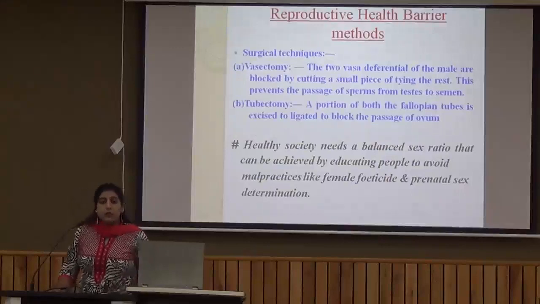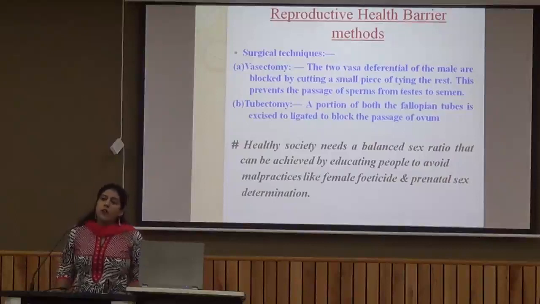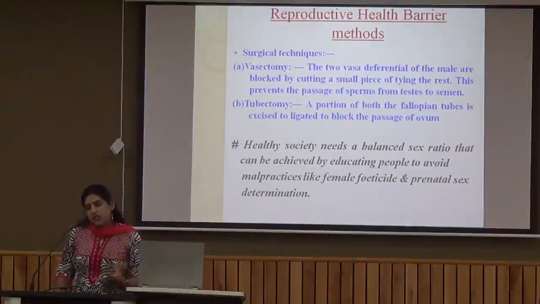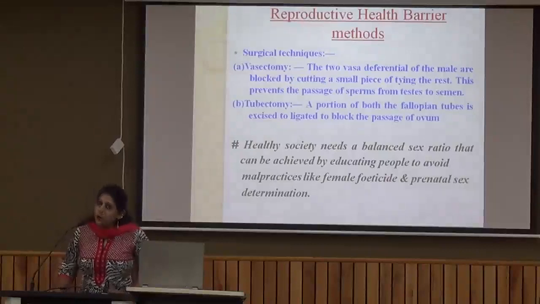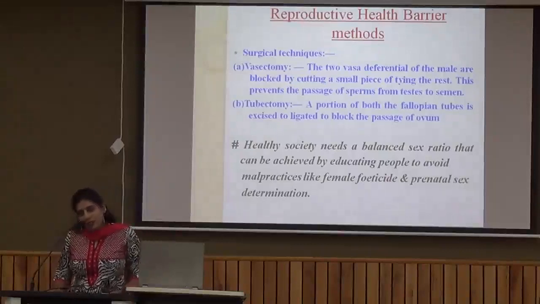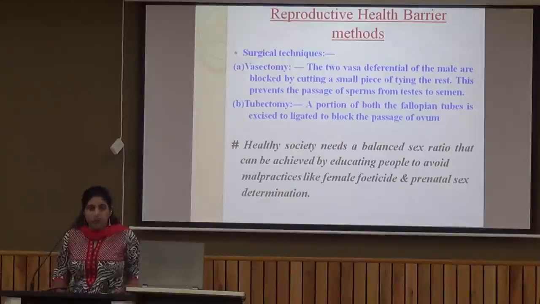The last method is a surgical method, and we call it a permanent method. Now there are two ways. One is vasectomy, another one is tubectomy. Vasectomy is a surgical method employed on a male, in which the vas deferens is cut, a small piece removed, and tied. This prevents the passage of sperm from the testis to the penis. The prostate gland will do its secretion, the seminal vesicle will do its secretion, so there will be a liquid present but no sperm inside it. So that's the method of vasectomy employed by a male.